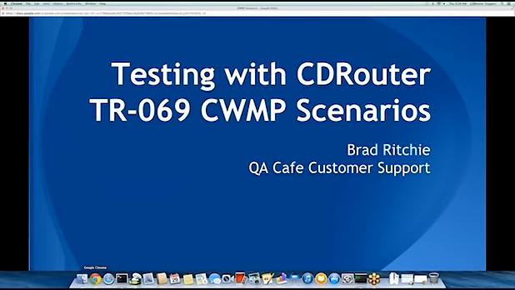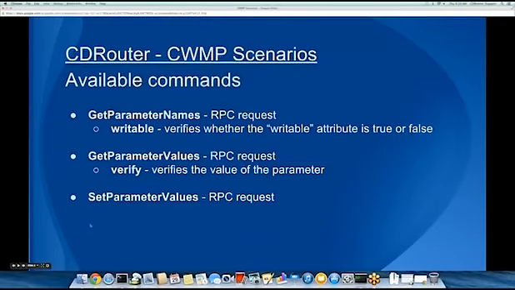For example, you can list a get parameter value RPC for a specific set of parameters, and the ACS will retrieve those values, and then you can follow that with a set parameter values RPC for some of those parameters, and then perform another get parameter values request to ensure that the set parameter values you had just done was successful and that the value is indeed changed. I'm just going to go over the commands that are available in this feature.